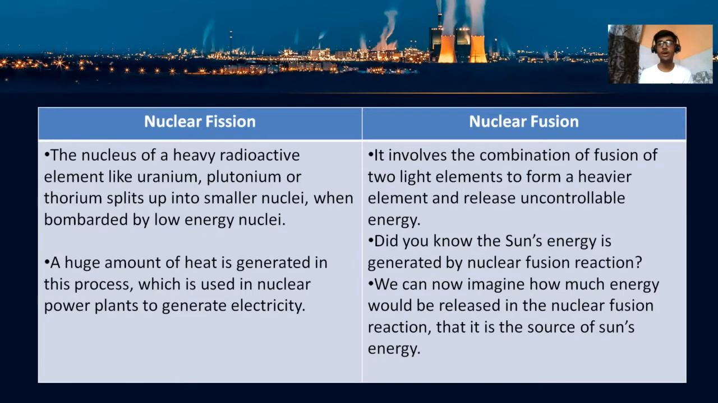As we know, in power plants, we convert water into steam, which powers the turbines to make electricity, right? So that's why we use the nuclear fission reaction process in our nuclear power plants. Did you know that the sun's energy is generated by nuclear fusion reaction? By this, we can imagine how much energy would be released in nuclear fusion reaction. That is the source of the sun's energy. So that is it from my side. Over to you, Tushar.